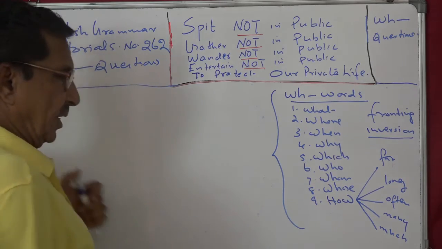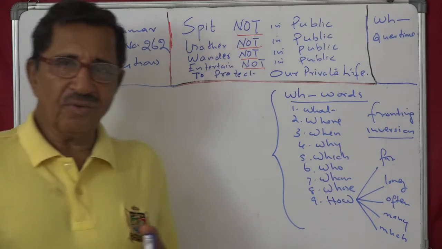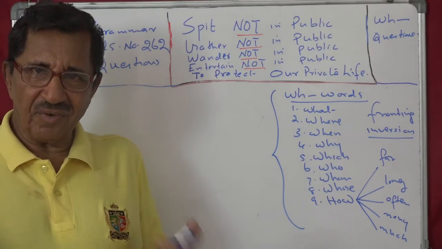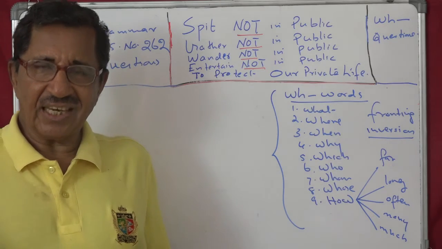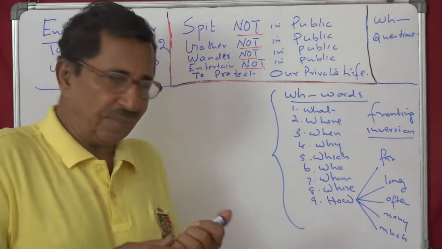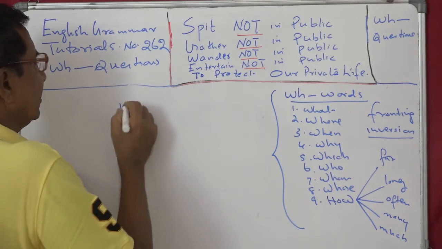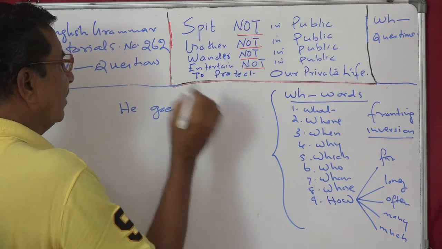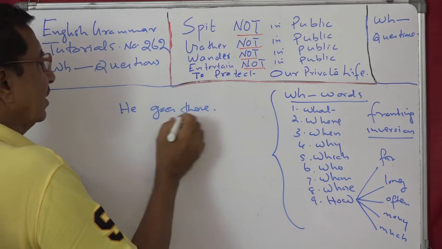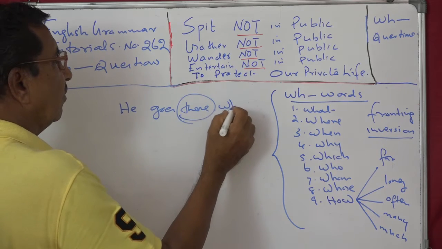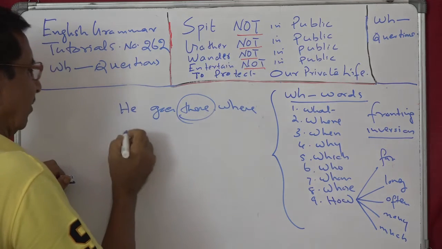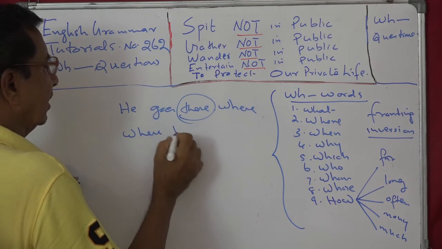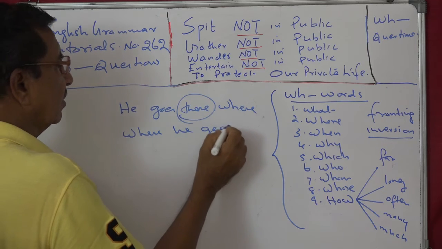Suppose you have non-modal. You don't have modal, you don't have auxiliary in the sentence. What will you do? Example. He goes there. Simple. Now what I said? There. Instead of that you say where. So fronting, where he goes.